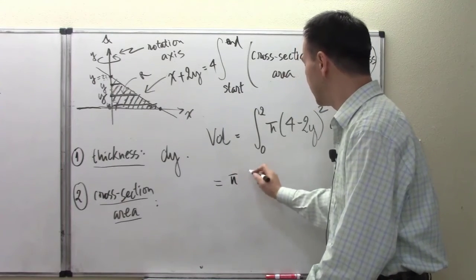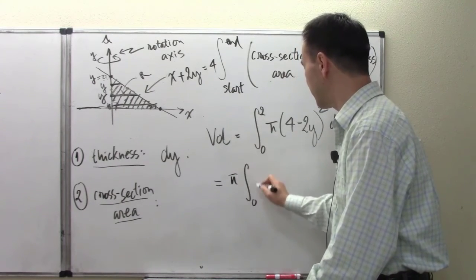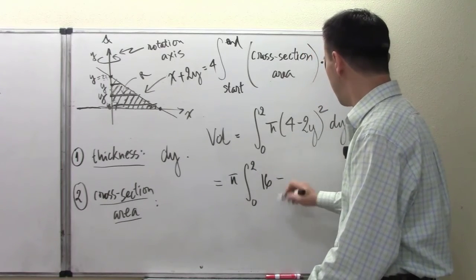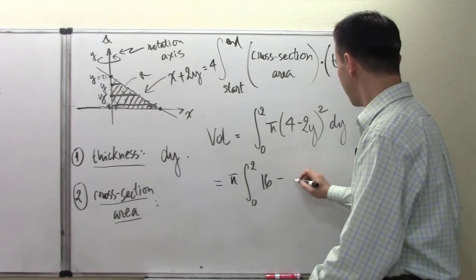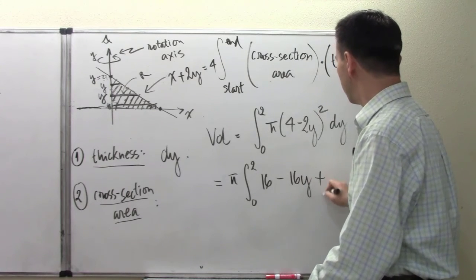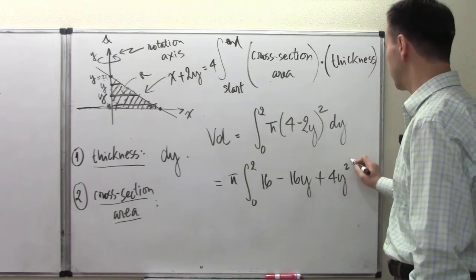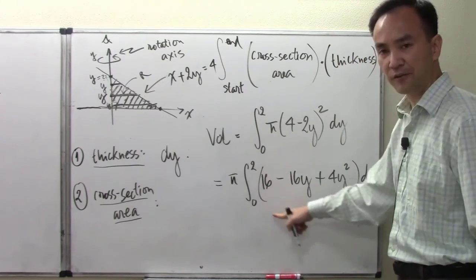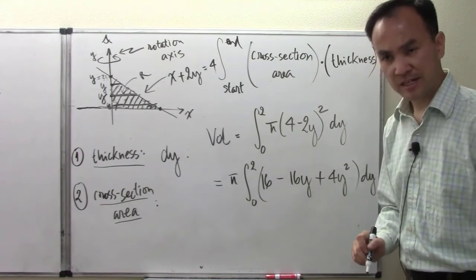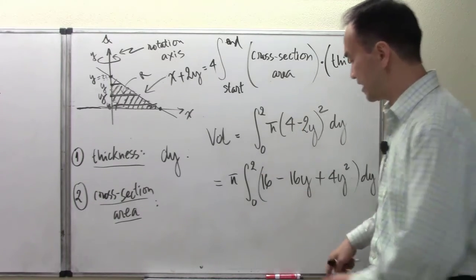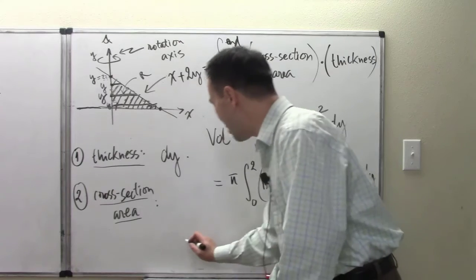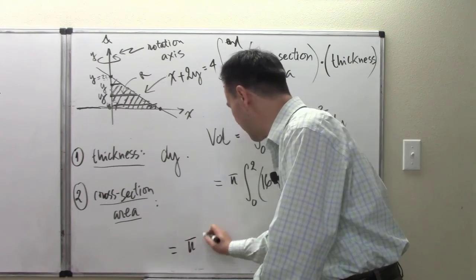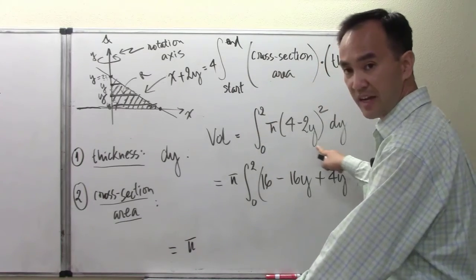So pi times the integral from 0 to 2 of, and FOILing this out, I'm looking at 16 minus 16y plus 4y squared, all of that with the dy. Doing a FOILed out version of that perfect square is going to help speed up the process. And now here's the step where we can use the fundamental theorem of calculus. The FTC says we're going to simply find the antiderivative of that function.